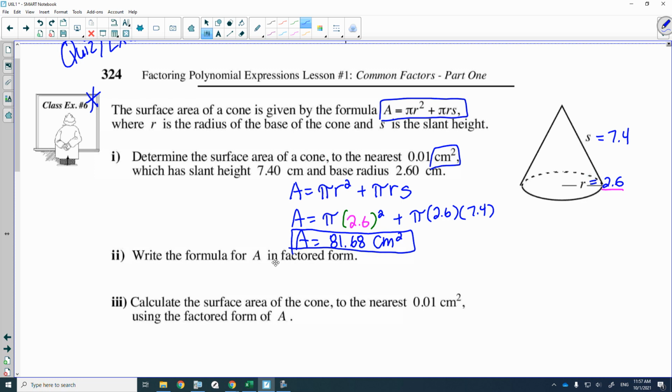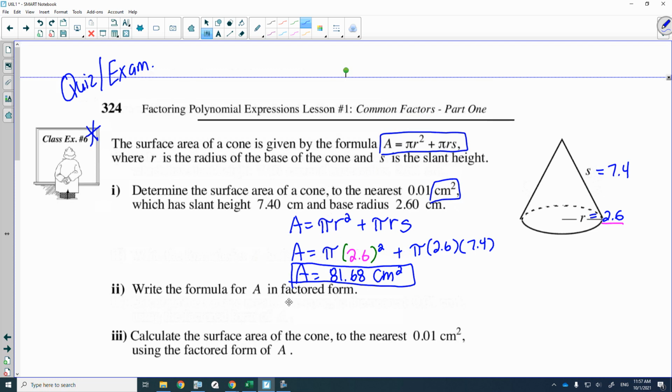Number 2, write the formula for area in factored form. So I'm going to do mine up top. If you don't have room, find somewhere else to write this. I want you to write down pi r squared plus pi r s.